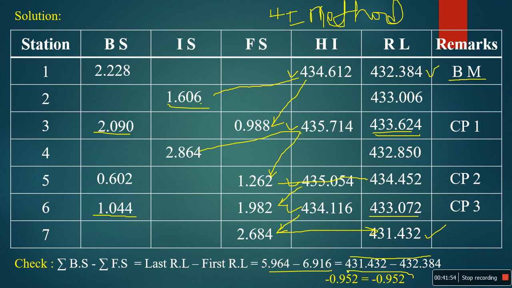So both values are the same, which tells us that whatever calculation we have done is correct. The same method you have to follow for calculating the RL of all the points by using the HI method.